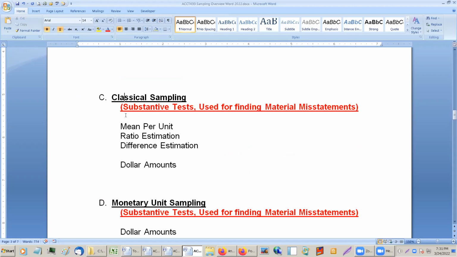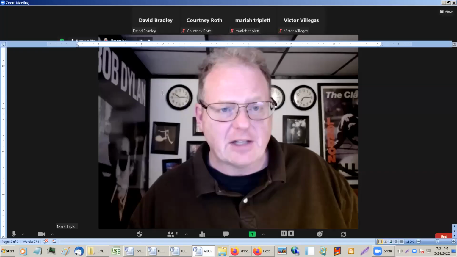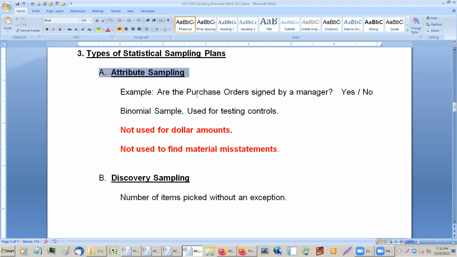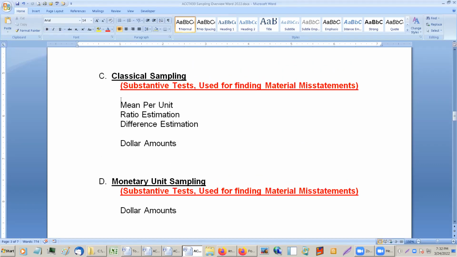So substantive tests are used for dollars. Most of the time what we do is test of controls. You don't have to do test of controls under the AICPA, but you can, and for some things we have to do it that way. The test of controls will let you know what problems to look for when you do the substantive testing. This attribute sampling stuff up here won't tell you dollar amounts, but if you find controls that are weak, it'll say, okay, when we do the testing down here to find the dollar amounts and material mistakes, we've got to test for those weak controls.